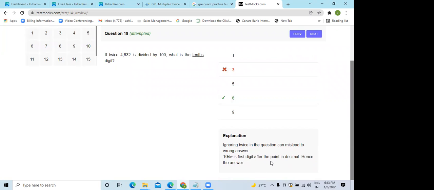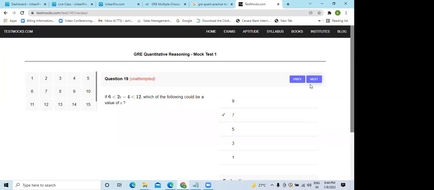A very, very simple question. I don't know how you missed it. It's basically the knowledge of your units digit, tens digit in the decimal system, hundreds digit and all that.